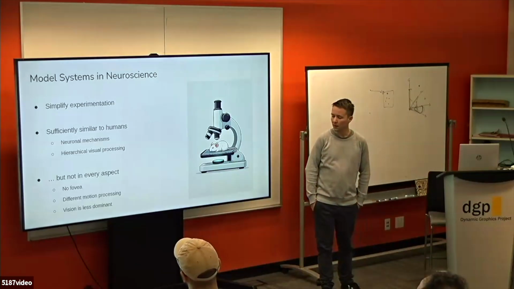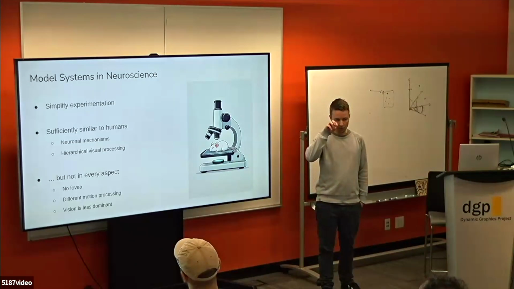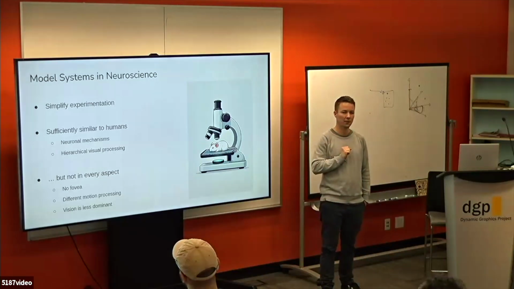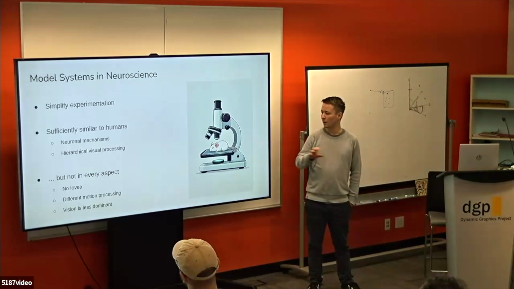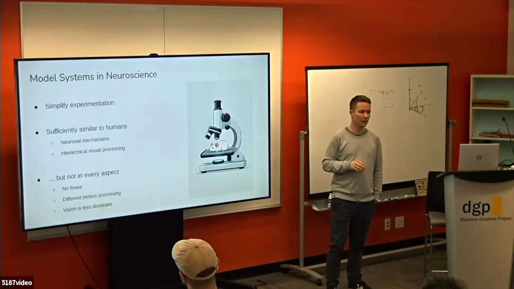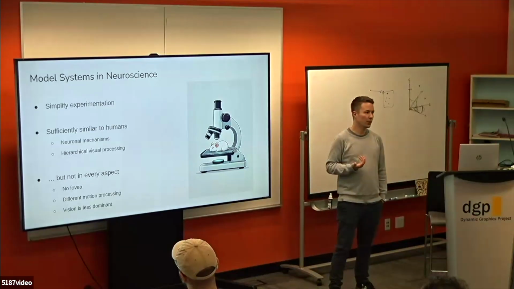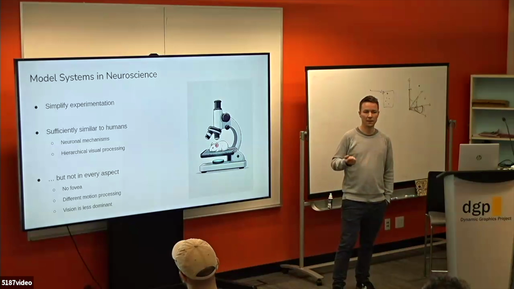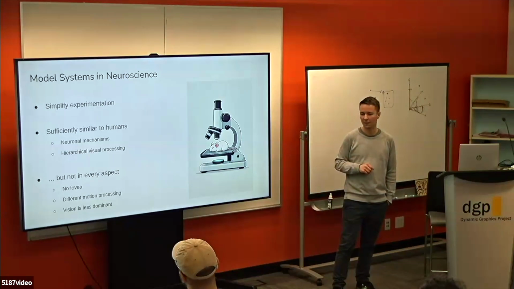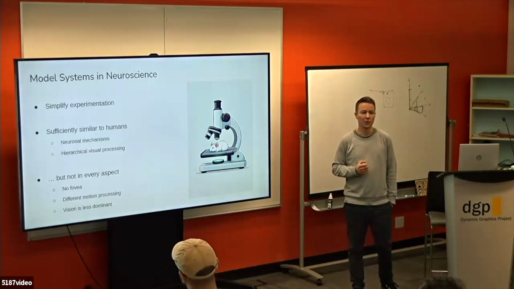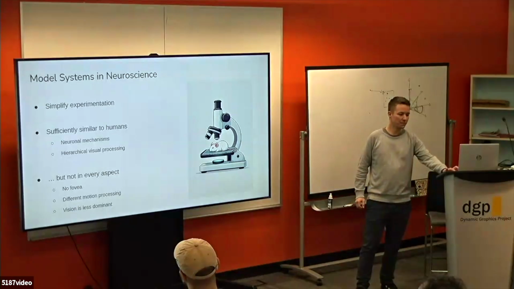For example, we have a fovea. We only see sharp in the central portion of the visual field, so we have to move our eyes around to see the scene sharp. Mice and rats don't have a fovea. And so if you're interested in eye movements, then you shouldn't use a mouse because it's not a good model for that.